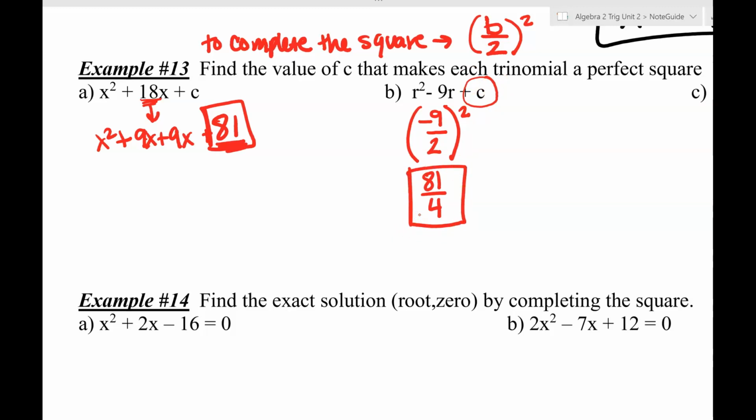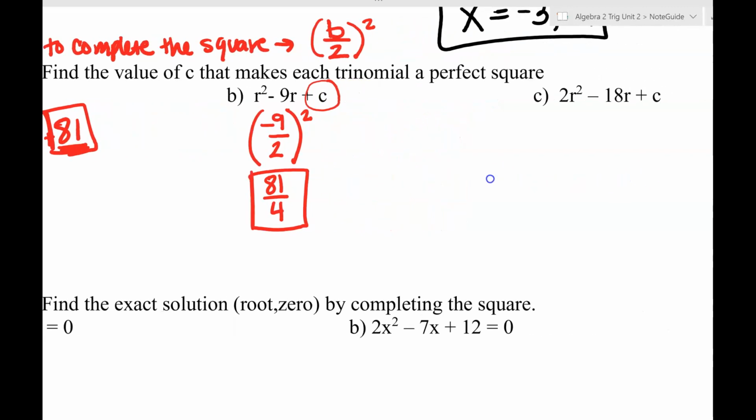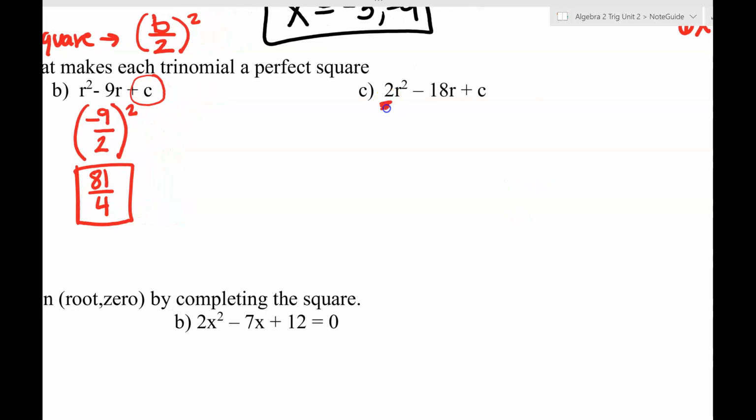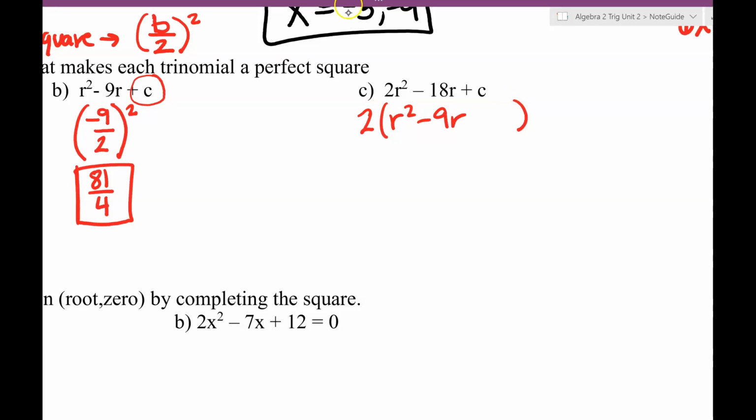9 was an odd number, so it was a little more difficult. Now in part C, 2 is not a perfect square. So what we'd want to do is remove the 2 so that we can complete the square without it there, and then look at what should be there. We already did this work. If -9 is the middle term's coefficient, we figured out that 81/4 in the last example is what you'd add on to complete the square.